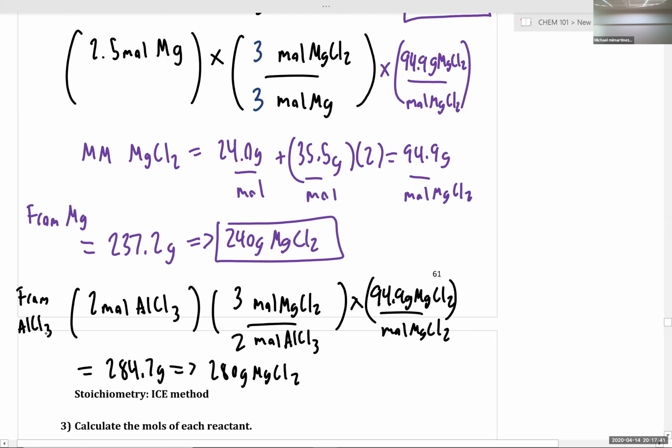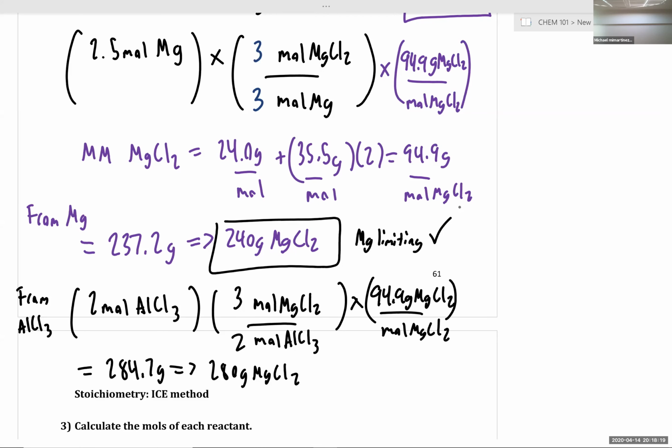So my question to all of you is, which of these 2 reactants is limiting, magnesium or aluminum chloride? Which reactant produces the least amount of product? Which of these mass values is smaller? I see a lot of people typing magnesium. That's exactly right. So we have magnesium as limiting. Perfect. Does that make sense to everyone? Does this product method seem okay to everyone? Is everyone comfortable with this so far?